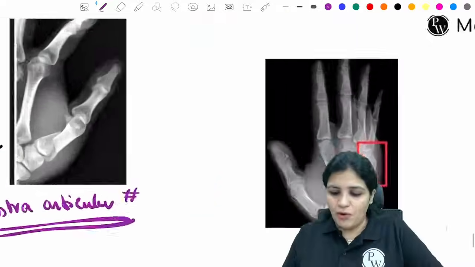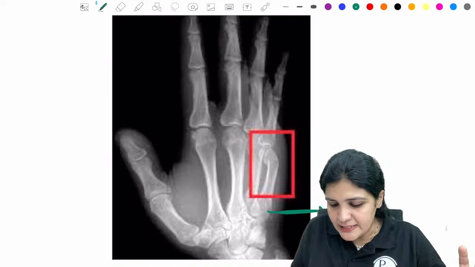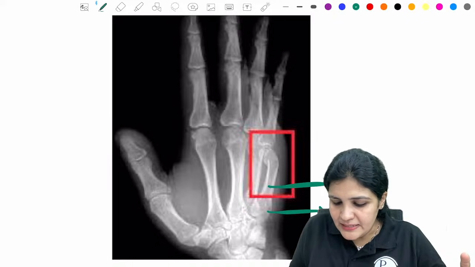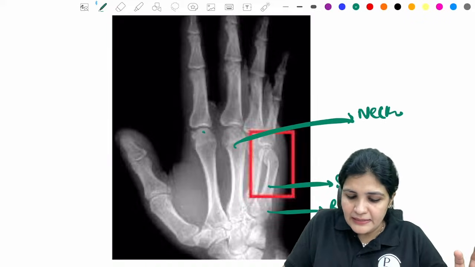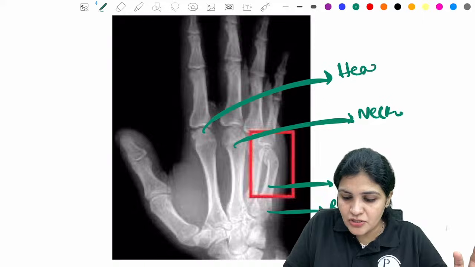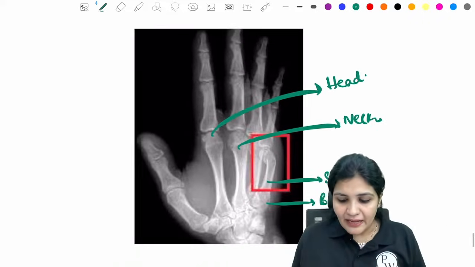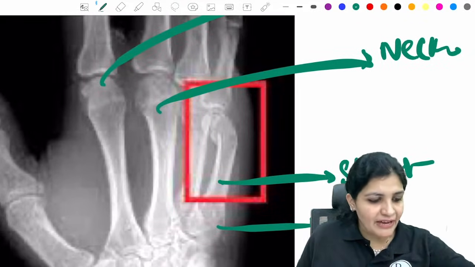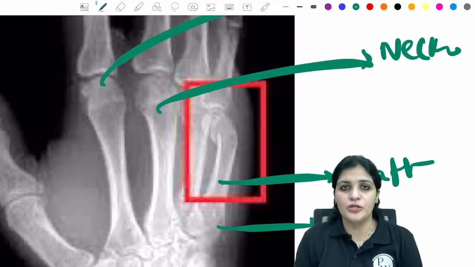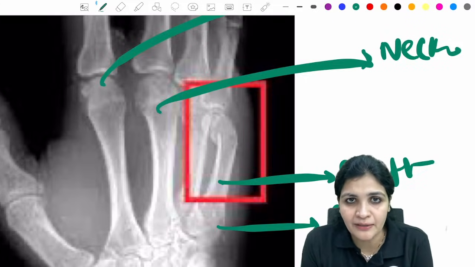Okay, and now what is this? I told you this is the base, this is the shaft of the metacarpal, this is the neck of the metacarpal, and this is the head of the metacarpal. These are the nomenclature of the metacarpal fractures. Now can you tell me what is this pointed one? What fracture is this? We have discussed this clearly yesterday also. Can everybody notice there is a fracture?